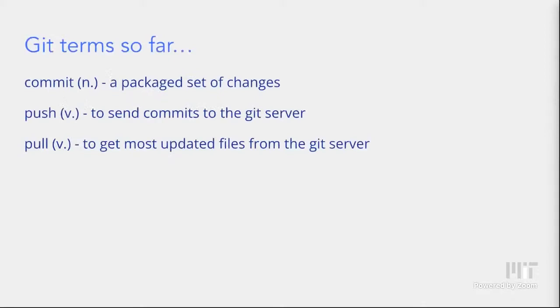So far we have these terms. A commit is a set of changes. A push is sending commits from your local copy to the Git server. And a pull is taking the copies on the Git server and then putting it into your local copy.